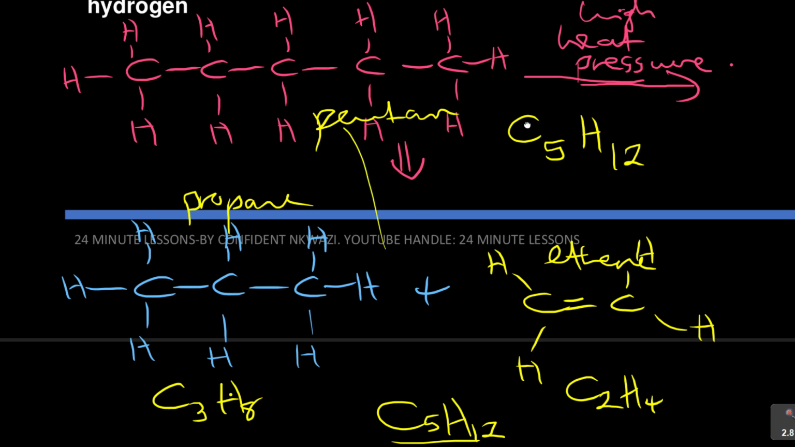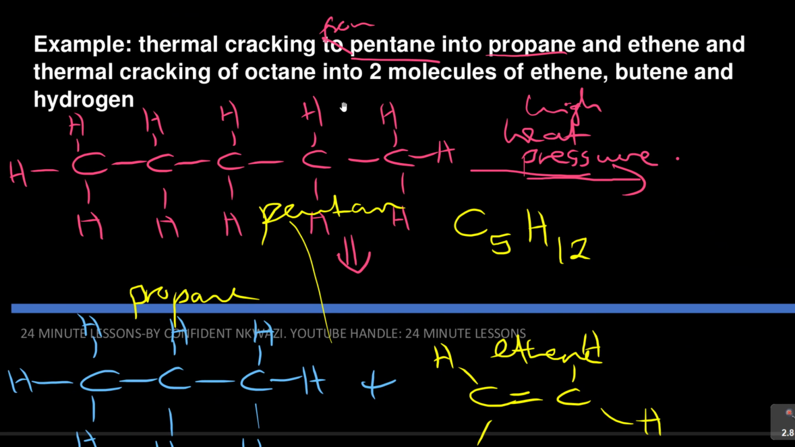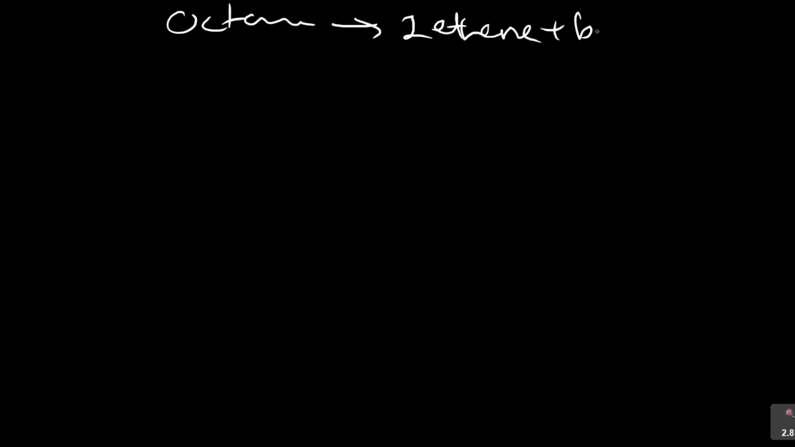All right, so having done that, the other one says thermal cracking of octane. We want to crack octane into two molecules of ethene, butene and hydrogen. Let's try that. Octane, so let me take octane, which is what? Octane into two ethene plus butene plus hydrogen. That's what they're saying. So we take octane.